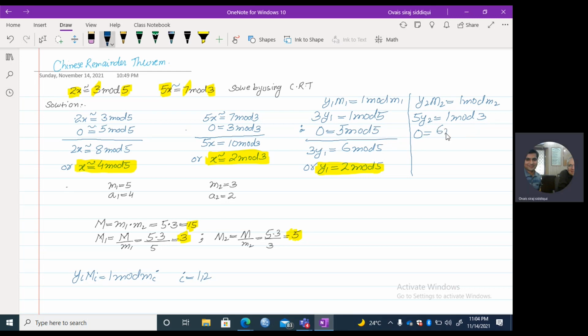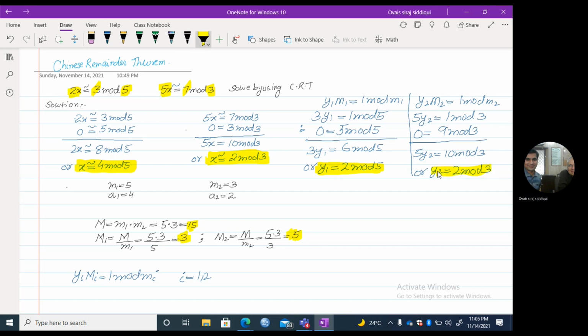So we take 6. We do 6 mod 3, so obviously it will be divisible. 6 plus 1 is 7. 7 is not divisible. Then we took 9. If we took 9 plus 1, that is 10, and 5 y2 is equal to 10 mod 3, or we have y2 equals 2 mod 3. Then we have 2.